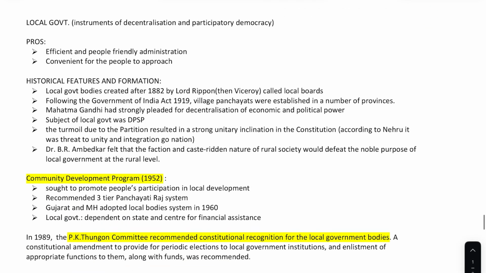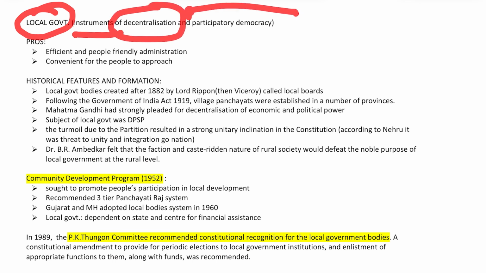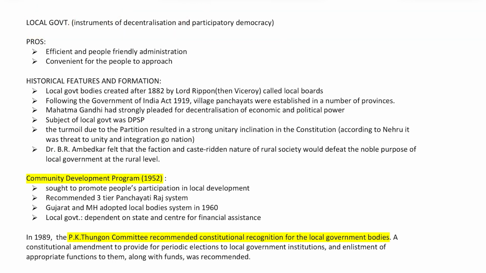So local governments are basically the instruments of decentralization and participatory democracy. The pros are that it helps in efficient and people-friendly administration. They facilitate convenience for people to approach. Then the historical features in the formation.